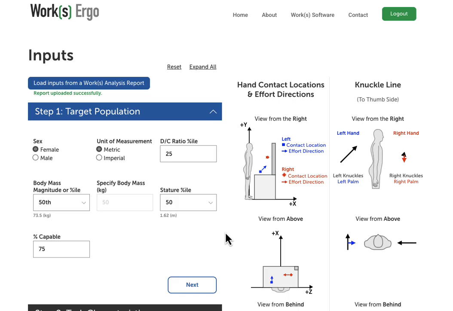So this is just a bit of a tour of the interface. There's a lot more information explaining this in the user manual, but this is a quick how-to guide to get started if you're just using Works for the first time.